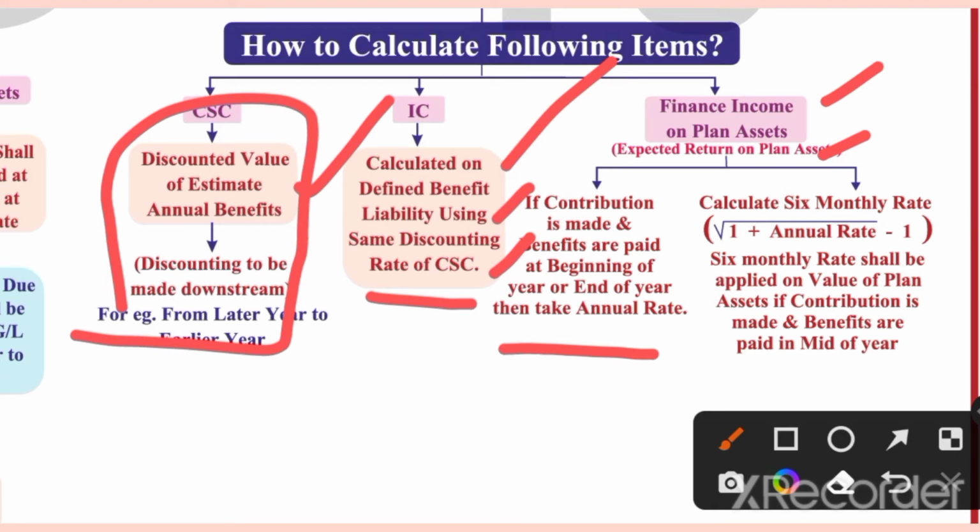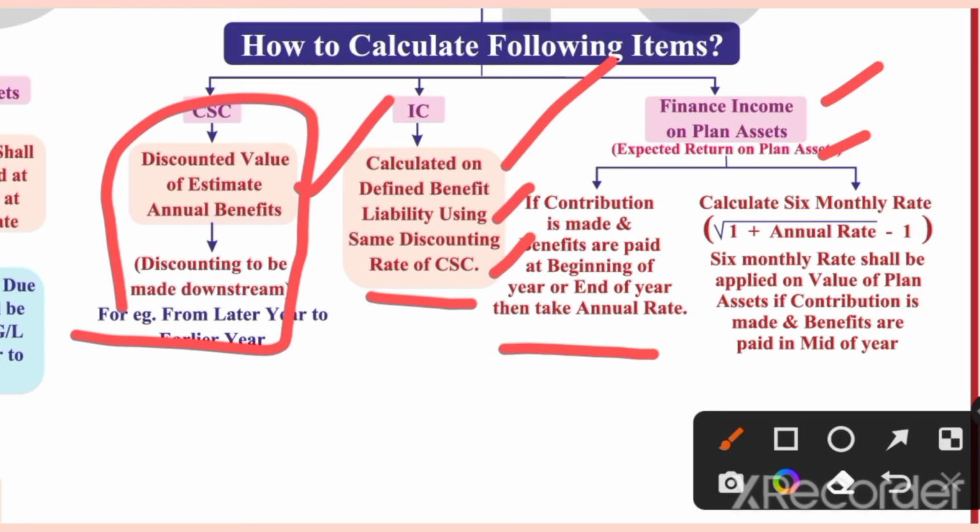In case of calculating the 6 months rate, we have to take the square root of 1 plus annual rate, minus 1. The 6 month rate shall be applied on the value of the plan assets if contribution is made and benefits are paid in the mid of the year. Means if they pay interest at the start or end of the year, then we have to take the entire annual rate. But if they are paying in the mid of the year, we have to take the 6 months rate, and they have given the formula also for how to calculate the 6 months rate, which is square root of 1 plus annual rate minus 1.